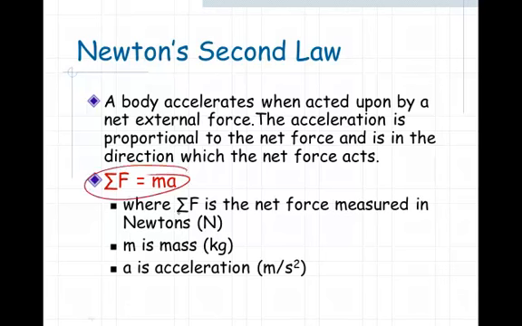Alright, so the sum of the forces, like we said before, that's the net force. The units are measured in newtons. The mass is measured in kilograms. And the acceleration is in meters per second squared. And a really important part, again, is this idea that both of these vectors, the force vector and the acceleration vector, must act in the same direction.